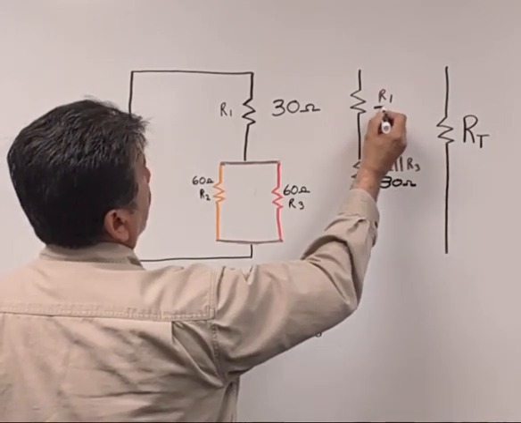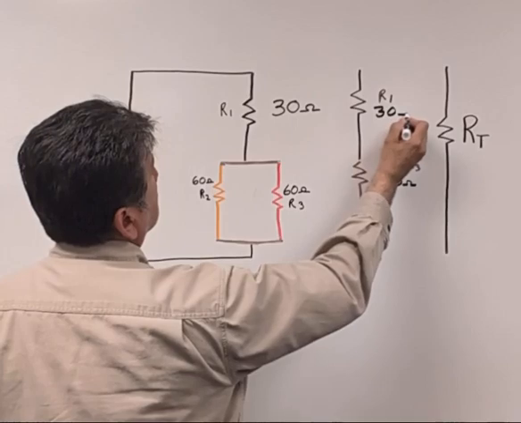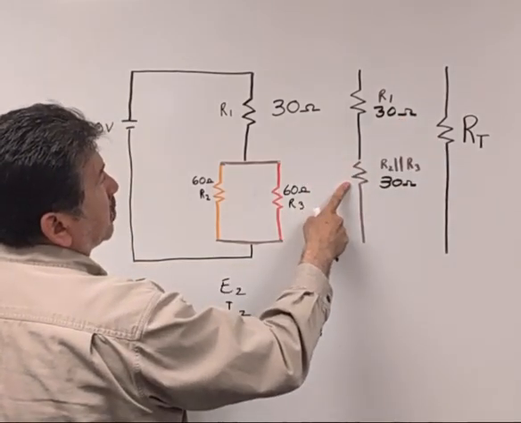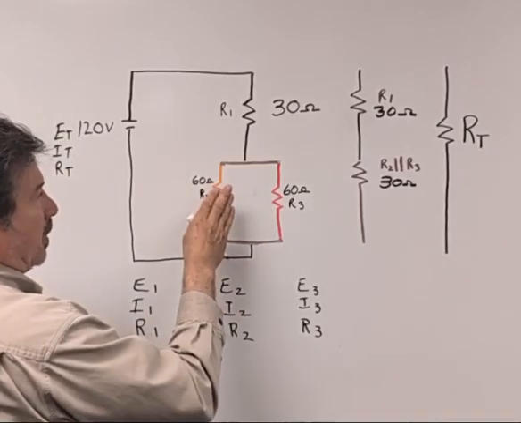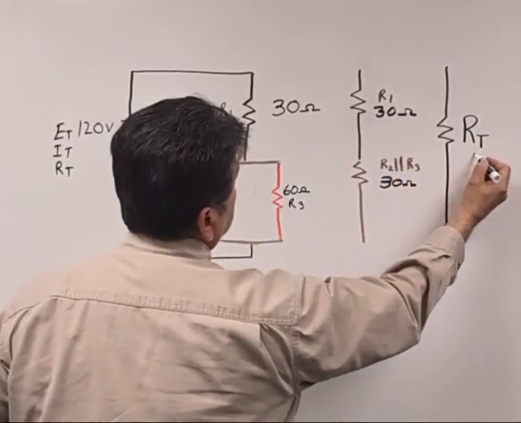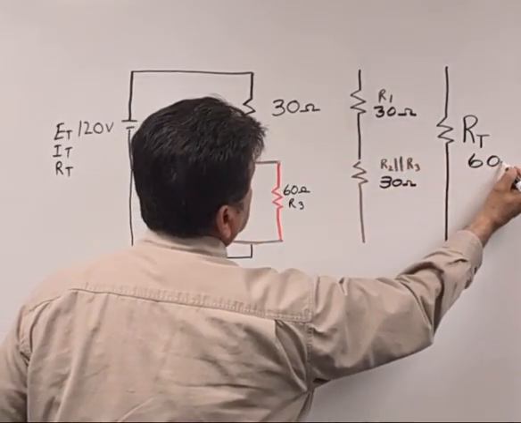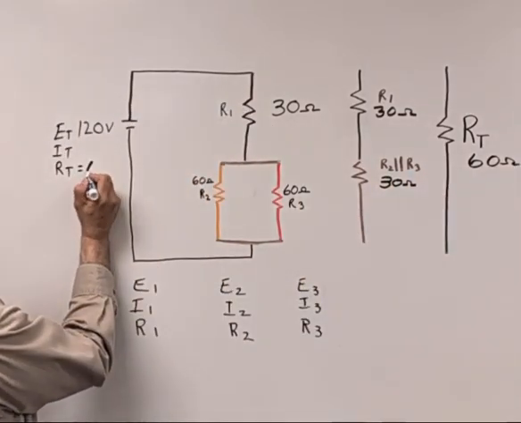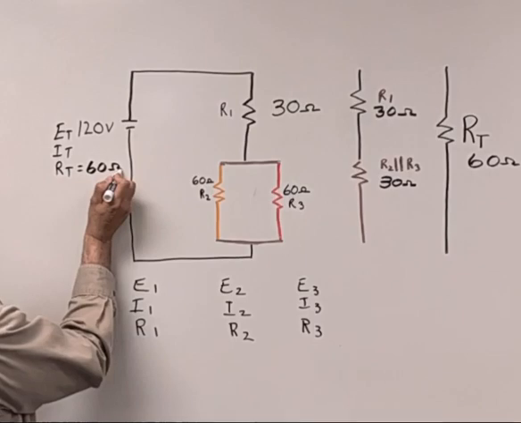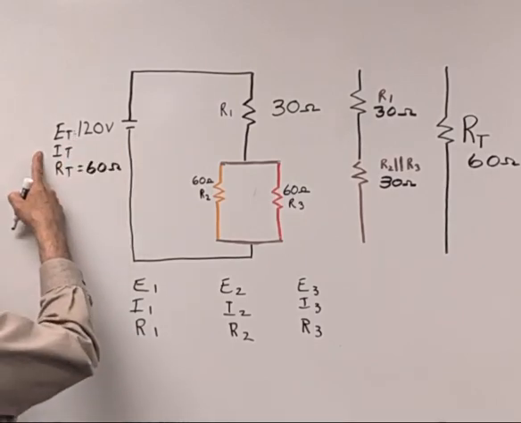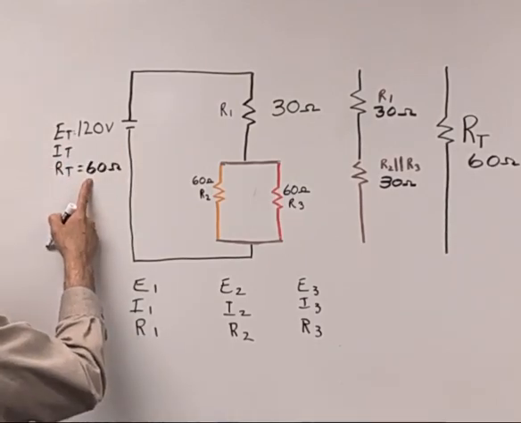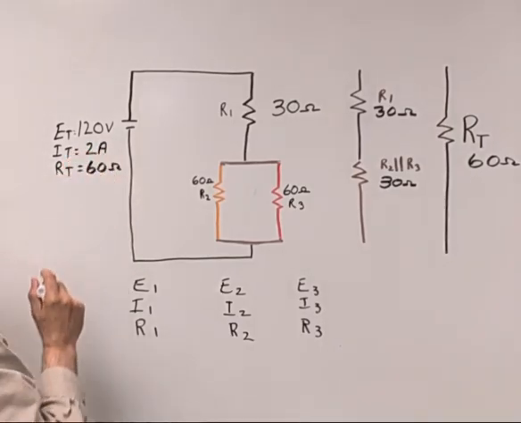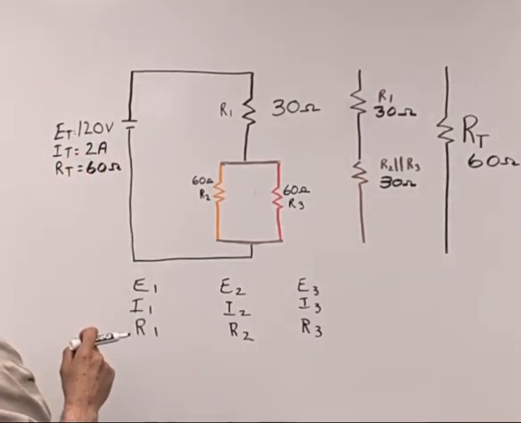We already knew that R1 was 30 ohms. So when I have series resistors, I just add them together. In this case, R total is 60 ohms. So now I know R total is 60 ohms. I know that I equals E divided by R. So I have 2 amps flowing in this problem.